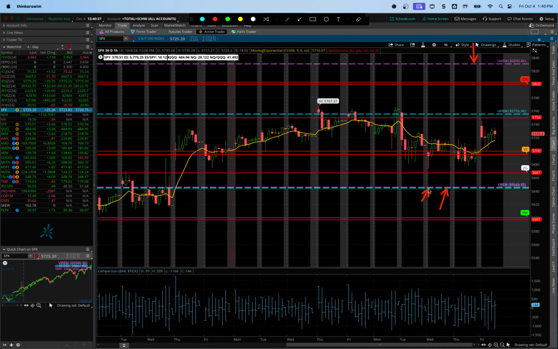The dashed blue lines are showing the lower and upper daily expected move, also based on the options market, based on the closing price for SPX from yesterday. Note I do post those levels in Discord every day the evening before.